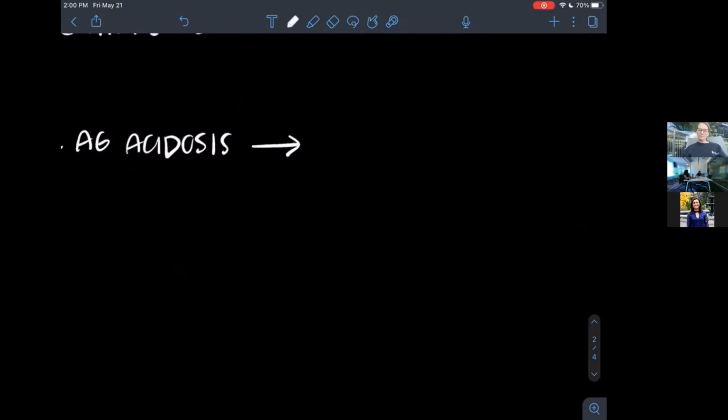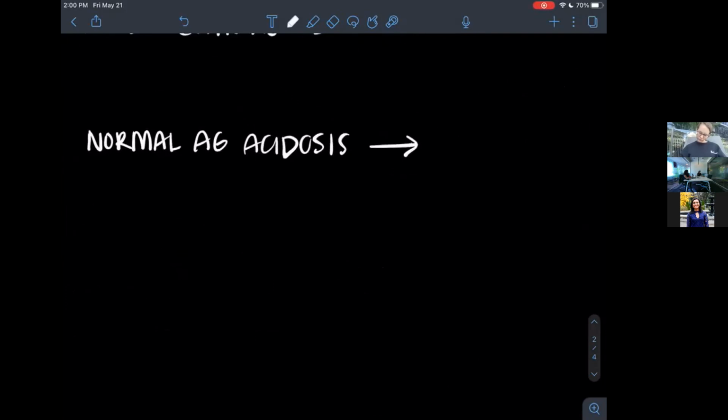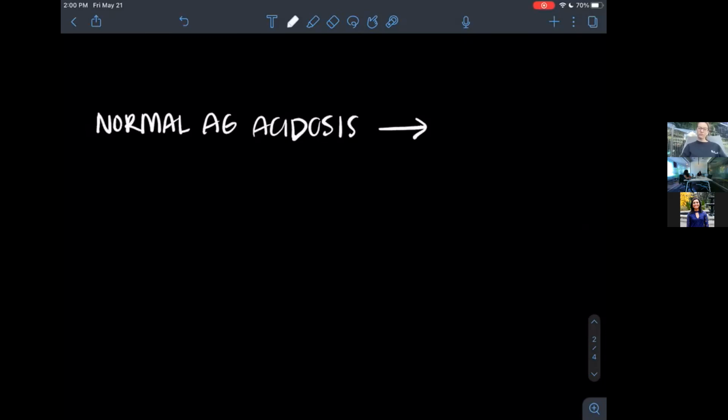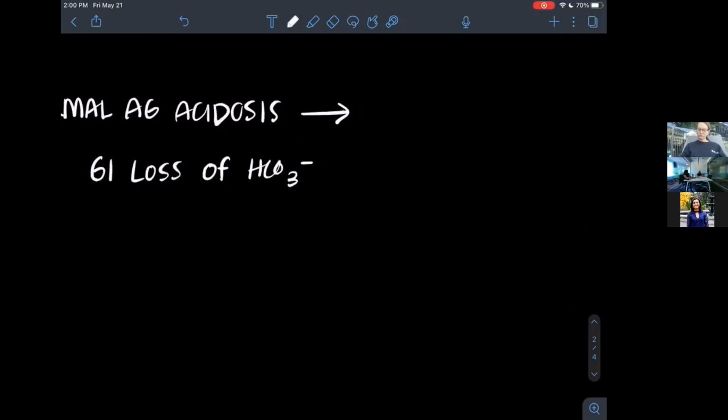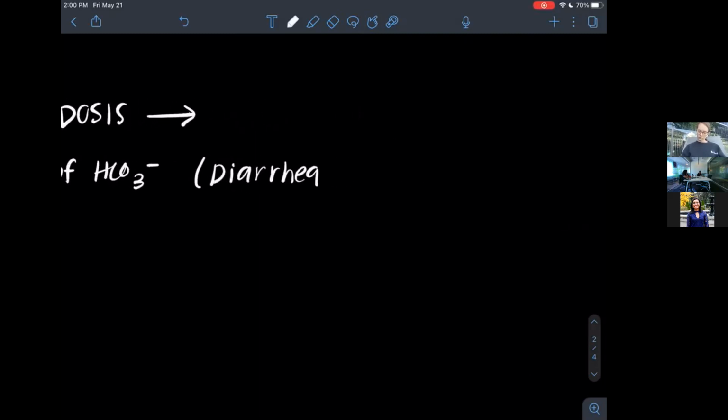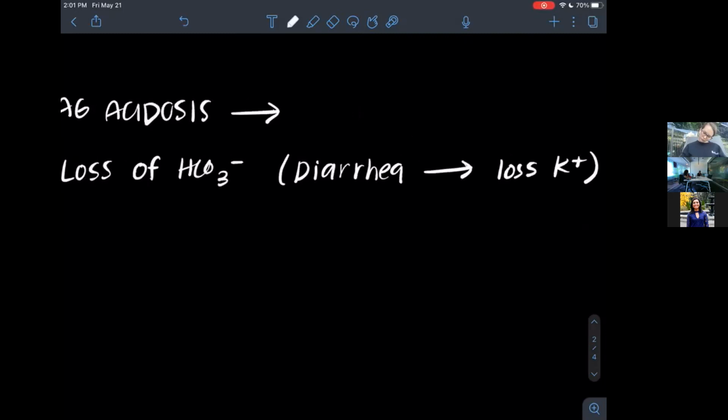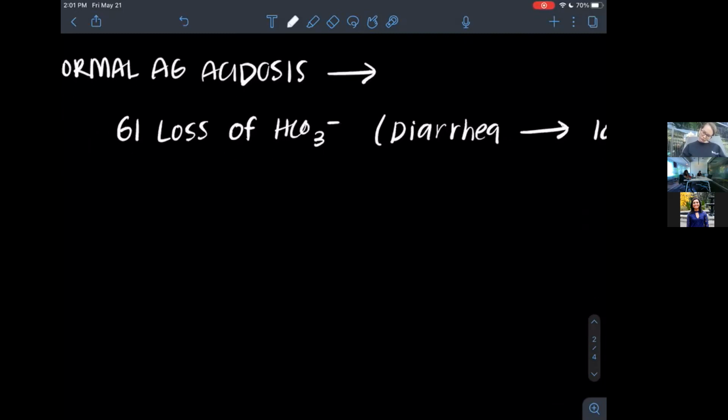The main things that can cause that are anything causing a decrease or loss in bicarb. So a GI loss of bicarb, like diarrhea, can cause that. Diarrhea can also, just remember, if you're losing that, you also lose potassium as well. So you'll definitely see hypokalemia as well as your acidosis.